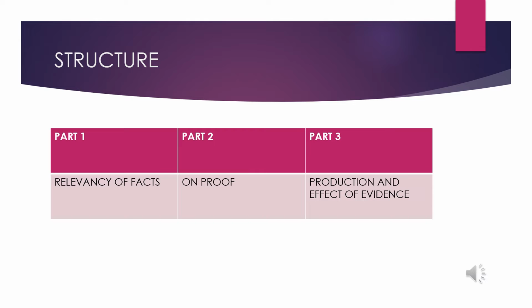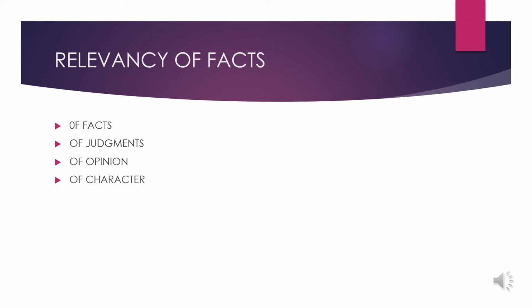So this is the structure of the Evidence Act. It is divided into three parts. The first part deals with relevancy of facts, the second one with proof, and the third with the production and effect of evidence. And it has 11 chapters and 167 sections.